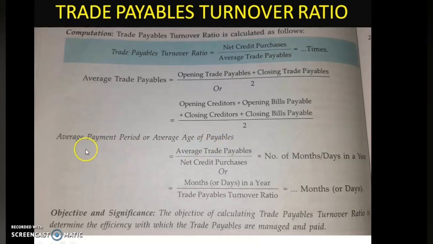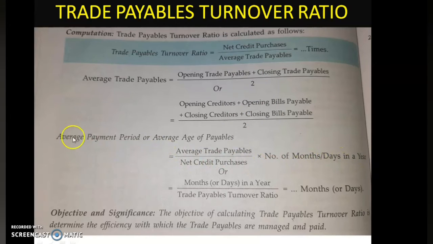Average payment period, or average pay of payables, age of payables. To calculate the average payment period, there are two formulas, you can use any one formula, you will get the same result. Average trade payables divided by net credit purchases into number of months or days in a year. The other is the reverse of this formula into number of months or days in a year.